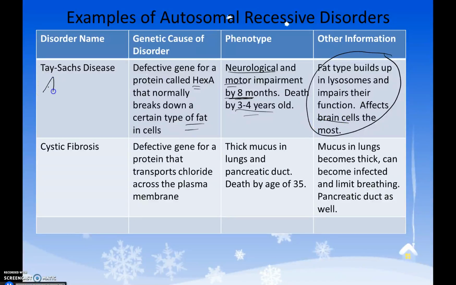So again, in families, this would be a normal genotype. This would be the carrier. And these here would be the individuals that have the disease. Another disorder is called cystic fibrosis. You may have heard of this one.